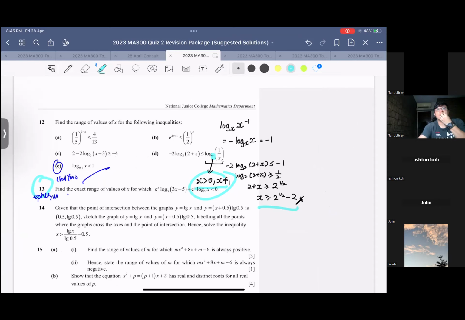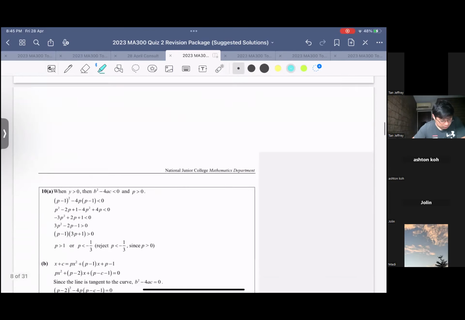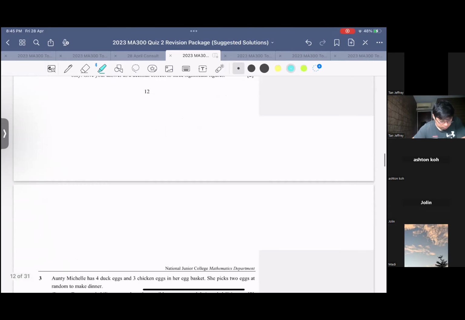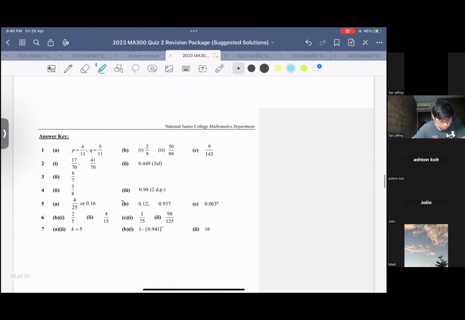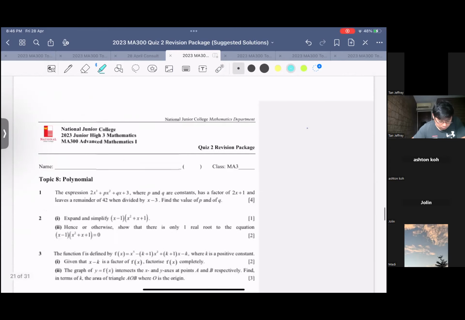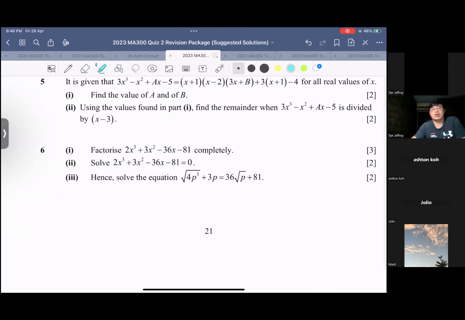Okay, so I saw one from Maggie. Revision package topic 8, question 6, part 3. This one. This question is the same as your challenging question. So Maggie, I asked, part 1 and part 2 you can do, right? Yeah. It's actually a challenging question.